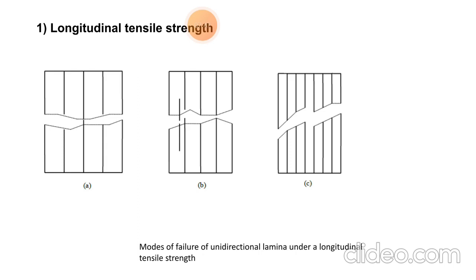Longitudinal tensile strength failure modes of the lamina are shown as A, B, C, showing how the first, second, and third fail. There are three failure modes of this tensile strength: brittle fracture of fibers, brittle fracture of fibers with pullout, and fiber pullout with fiber matrix debonding.